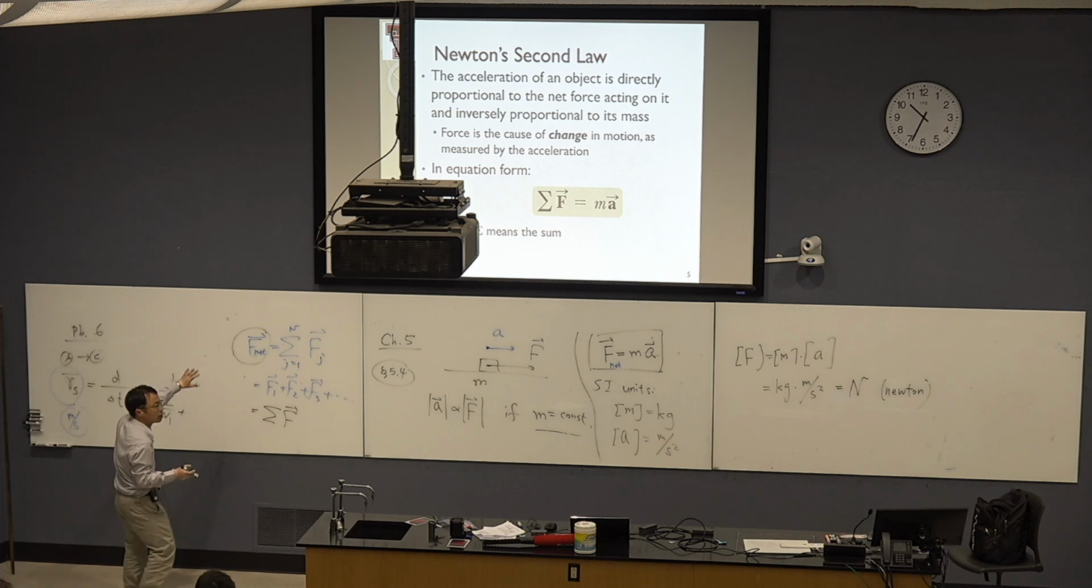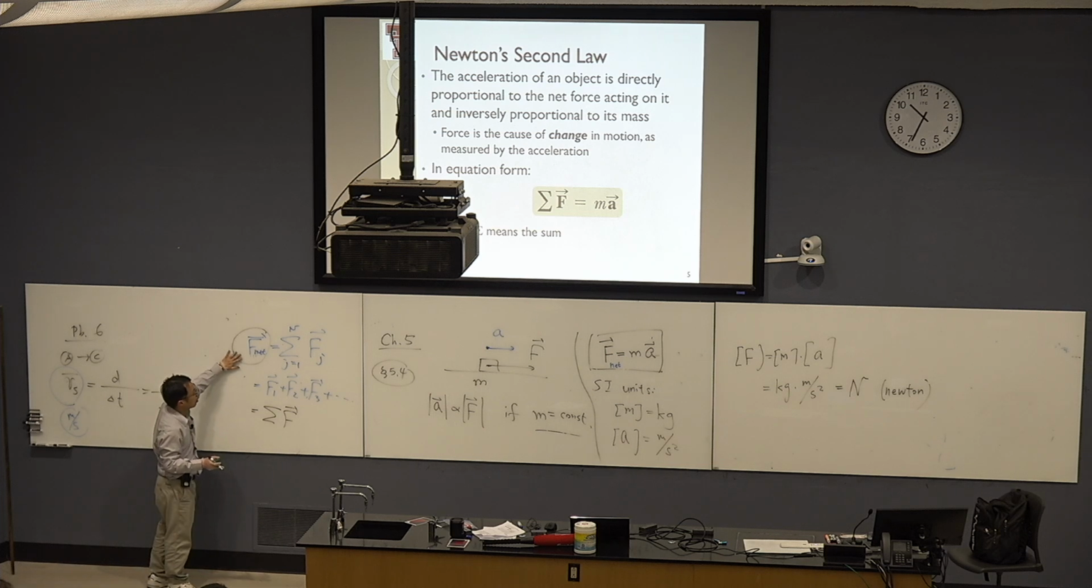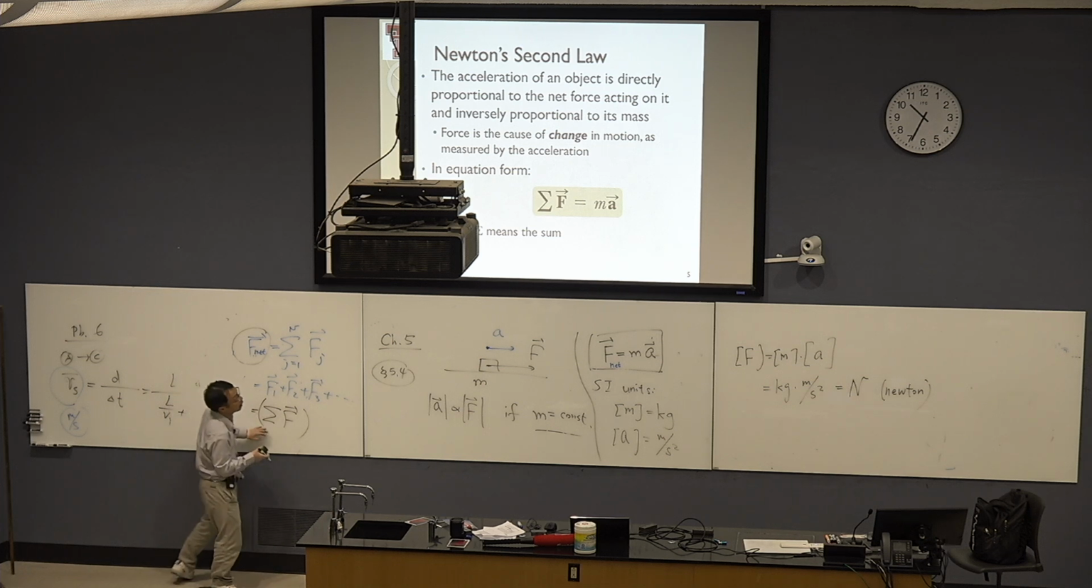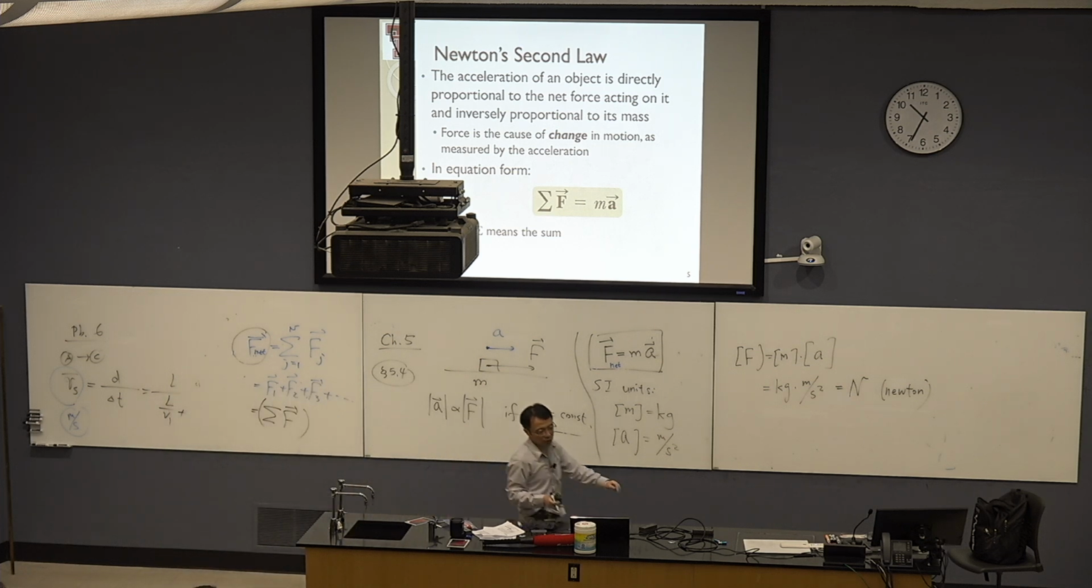When you see such a notation, either F net or this sum over F, this is the Greek letter sigma, but it's actually called a sum in math. It's a sum over the forces here.